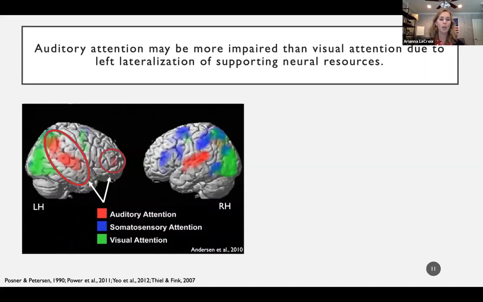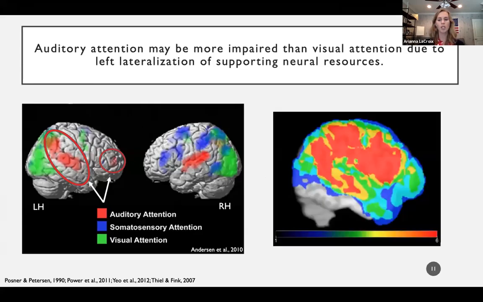And we think this might be because, once again, the regions of the brain which support auditory attention appear to be a little bit more left lateralized than those which support visual attention. And you can see in our participants over here, we're looking at a lesion overlap map again, that we really have substantial coverage of people having damage to all of these regions, which are implicated in auditory attention.